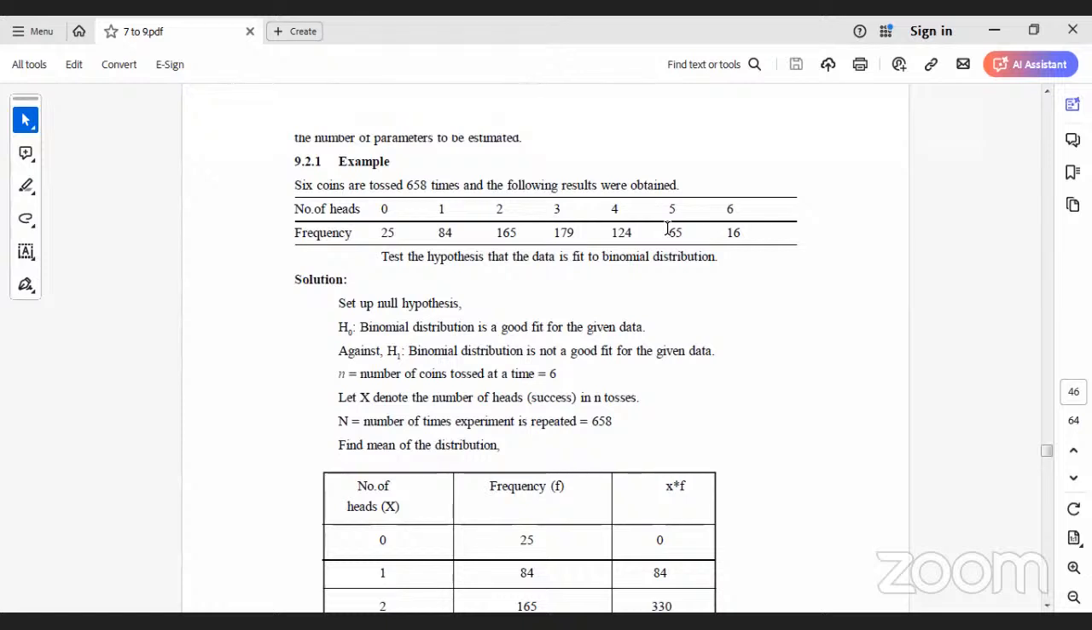Here the number of coins tossed is six. Let X denote the number of heads in six tosses. The number of times the experiment is repeated is 658 in total.